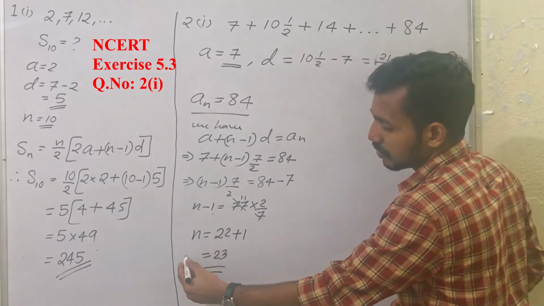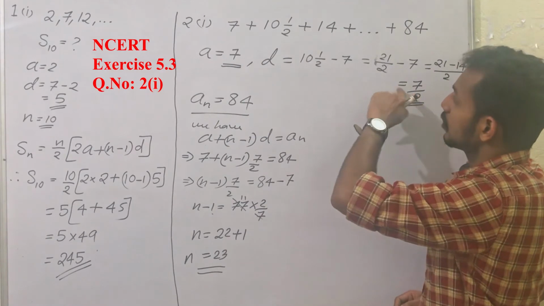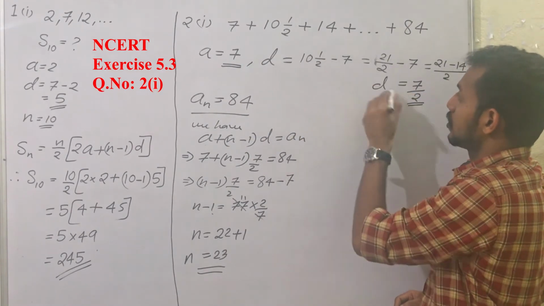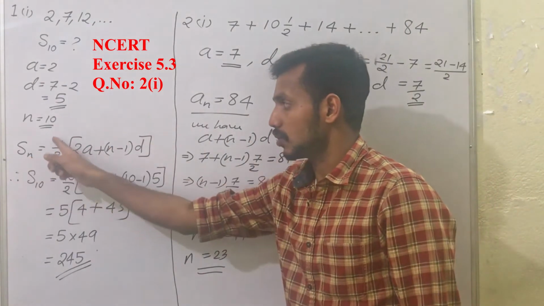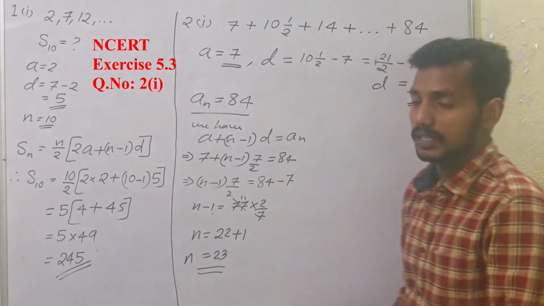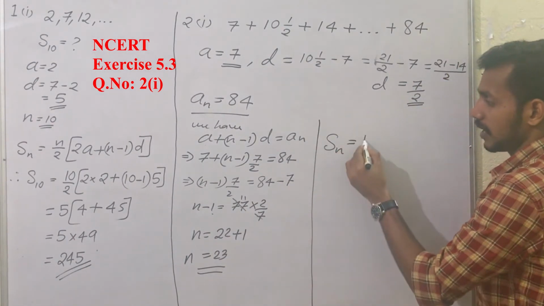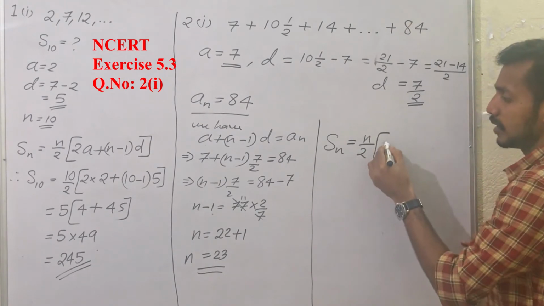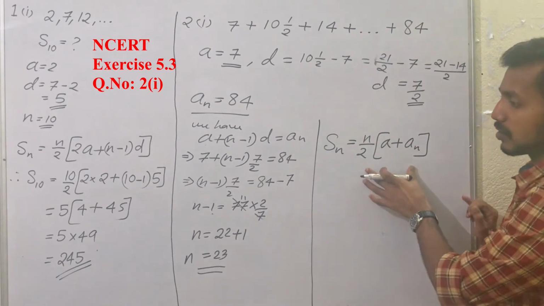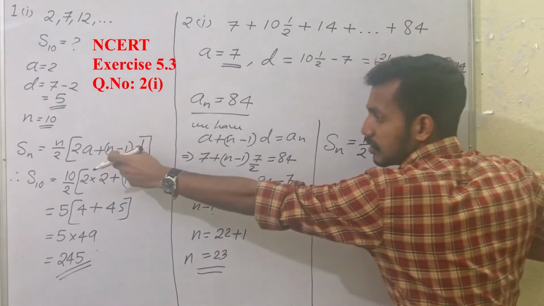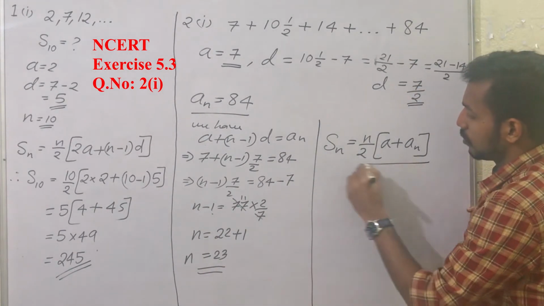Now a is the first term, and d is the common difference. Then which formula can we use? We can use either formula: Sn is equal to n by 2 into (2a plus (n minus 1) into d), or Sn is equal to n by 2 into (a plus an). The second is better because an is already given. Clear? So this is the formula we are going to use.